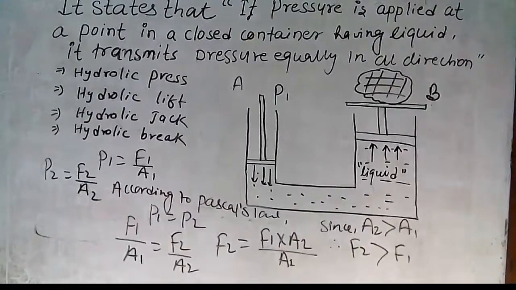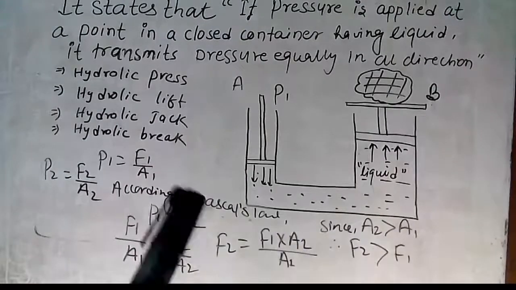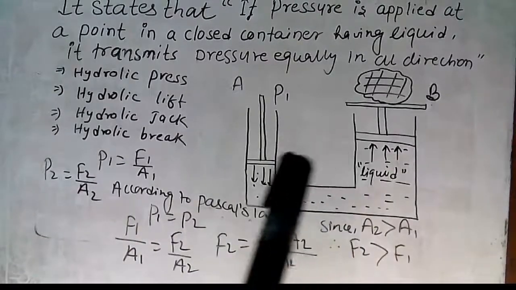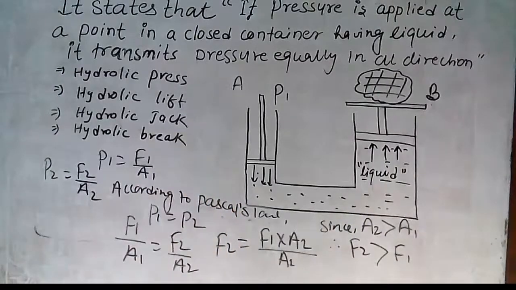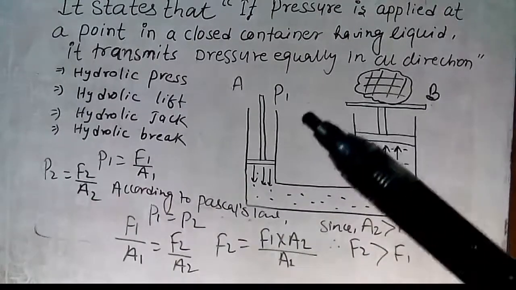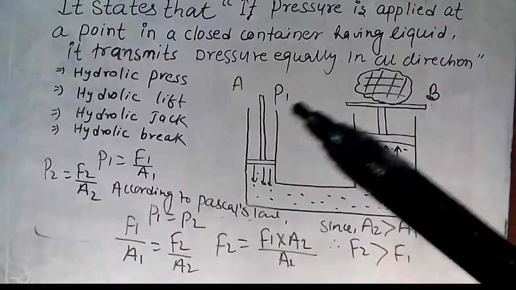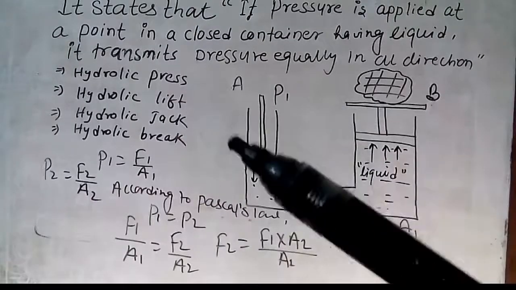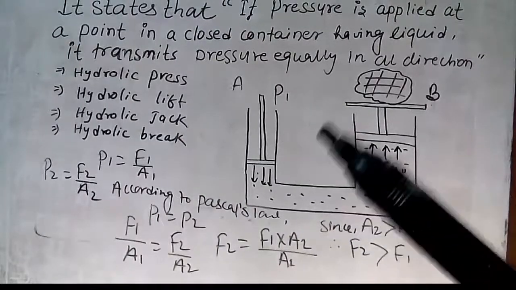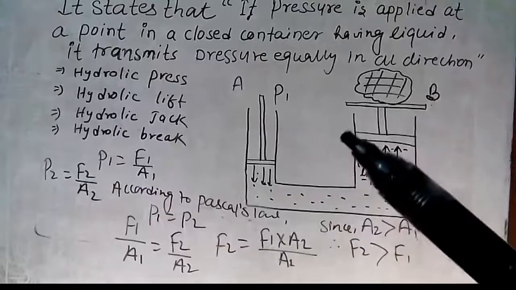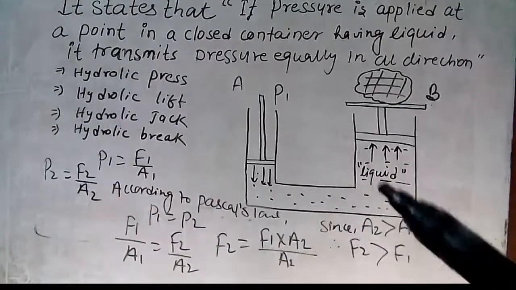This is the most important formula for your numerical examination: F1 by A1 equals F2 by A2. Sir, where does this formula come from? Let's see the pistons. Suppose this is piston B and this is piston A. Piston A has a small surface area. Suppose A1 is the cross section area of piston A, and we apply a small force F1 to piston A. At the same time, what force is exerted on piston B?